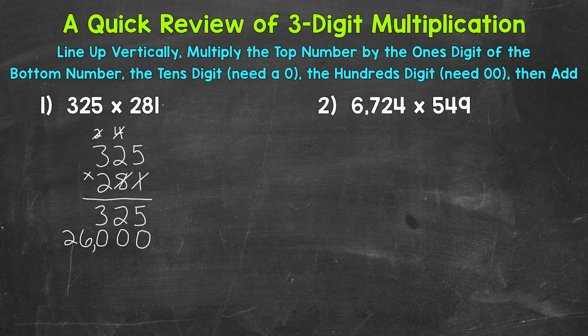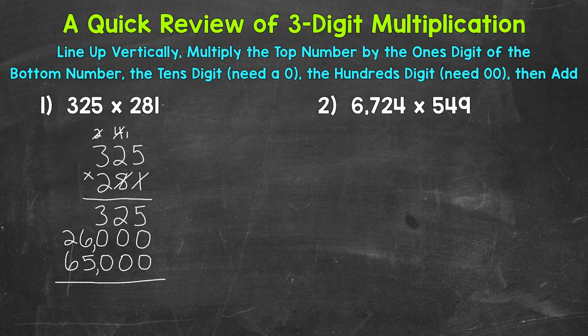Now we move to the hundreds digit. We have a 2 there. That 2 has a value of 200. So we need 2 zeros once we move over to the hundreds place. Now we multiply. 2 times 5 is 10. So we'll put our 0, carry the 1. 2 times 2 is 4, plus 1 is 5. And then we have 2 times 3, which is 6. 65,000. So we can put our comma in.